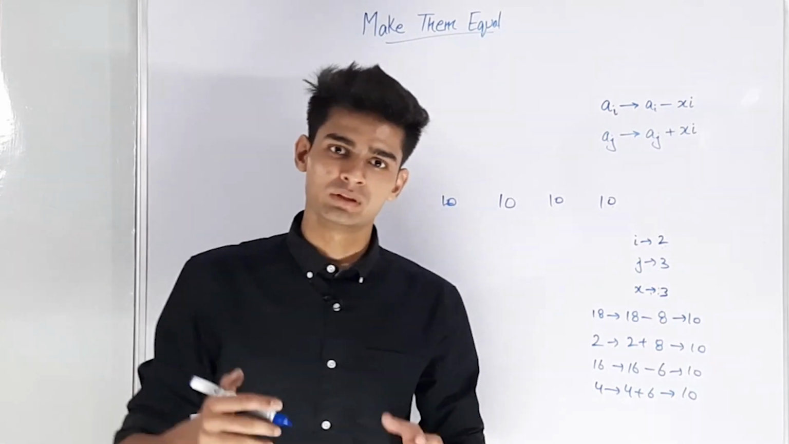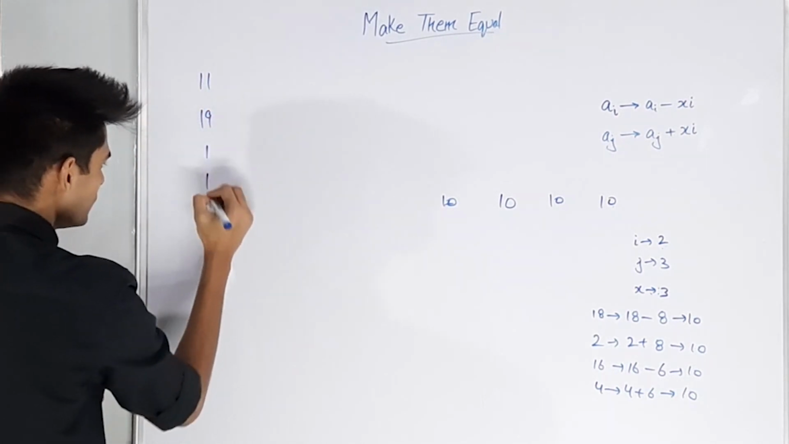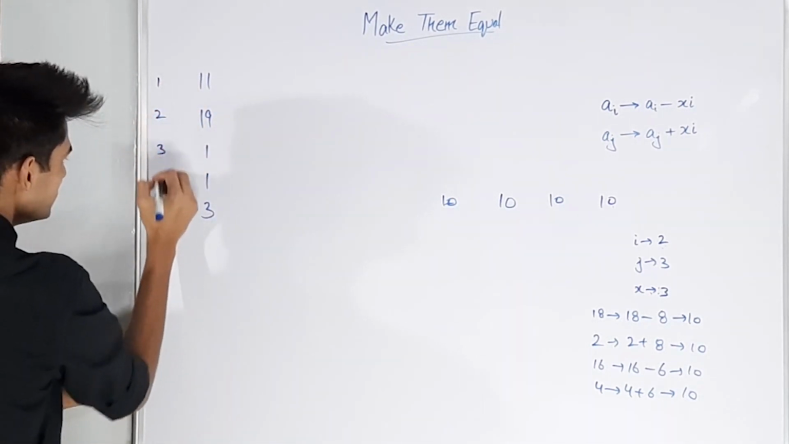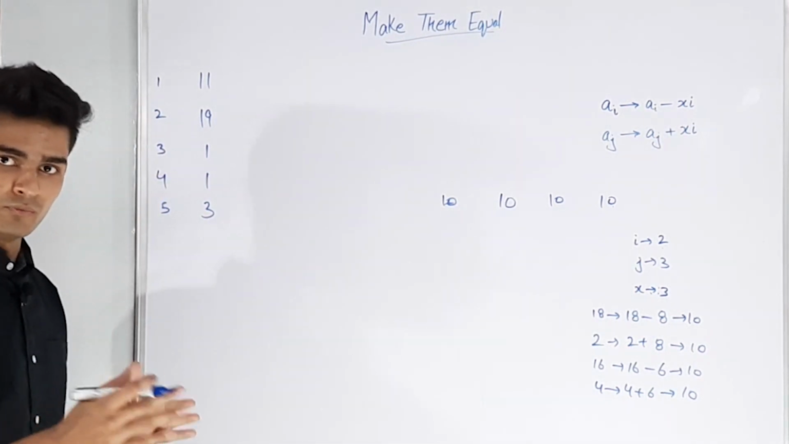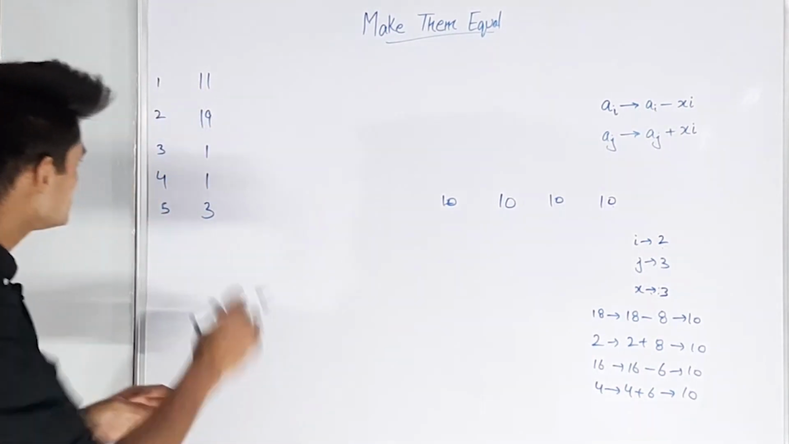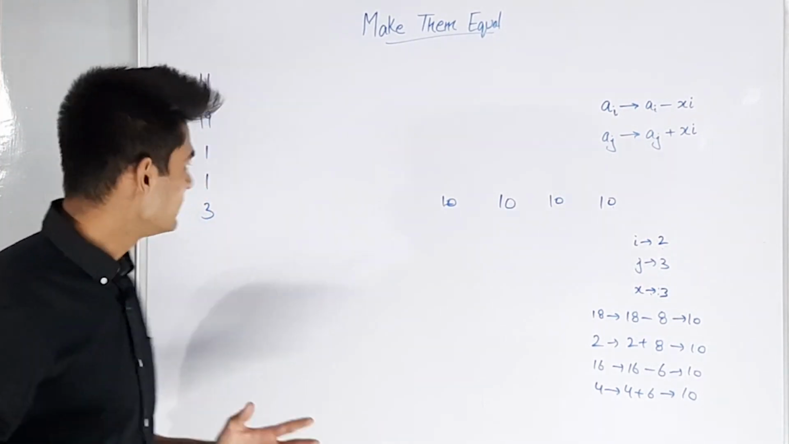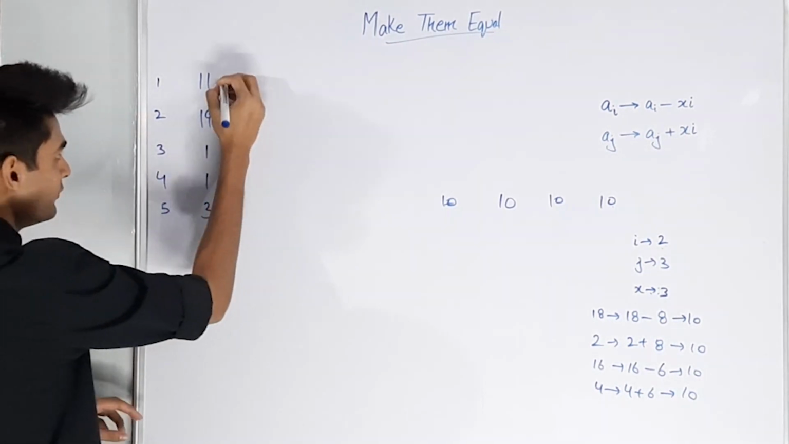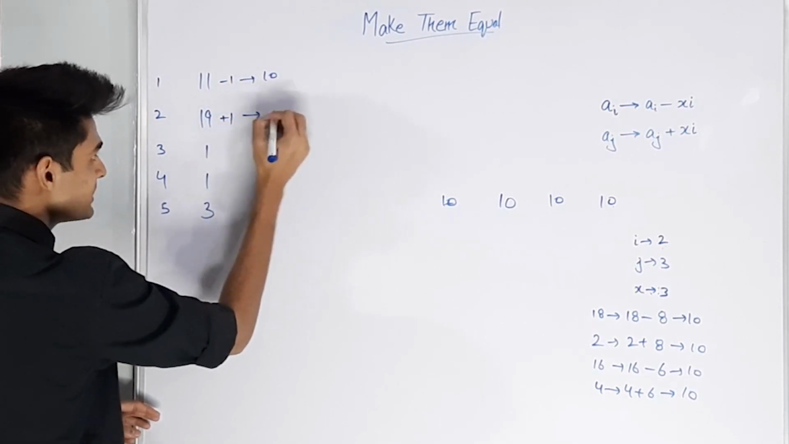Now let's try to do this with an example. Let's say we had 11, 19, 1, 1 and 3. And let's write the indexes as well. So the indexes are 1, 2, 3, 4 and 5. Now let's have a look at the value at index 2, which is 19. Since it is at index 2, we can only remove values which are multiples of 2. And hence, in order to make this 19 zero, we'll first have to add 1 to it and then make it 0. The way to do that would be, we first remove 1 from index 1 and add that 1 to 19. So we first make this 10 and this becomes 20.